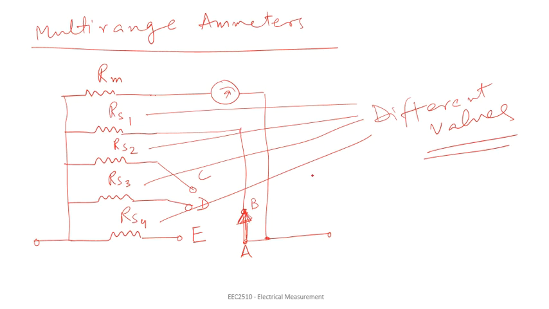This is one way of having a multi-range ammeter. This is one possibility, one circuit. We can have another arrangement for the multi-range ammeter. Let me draw it as well.